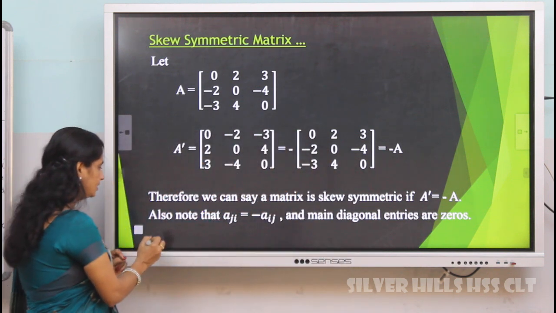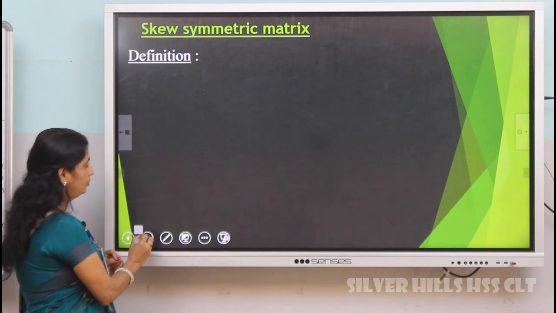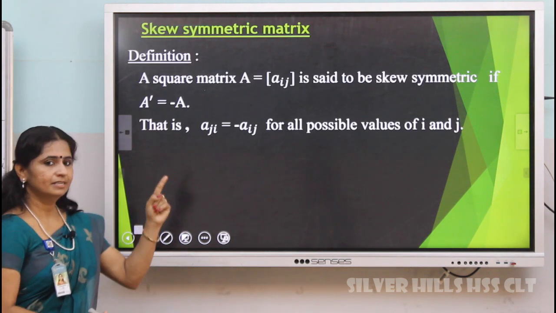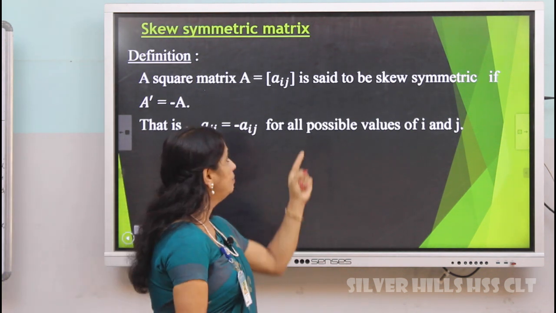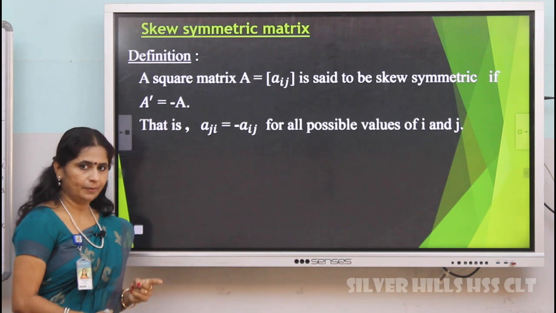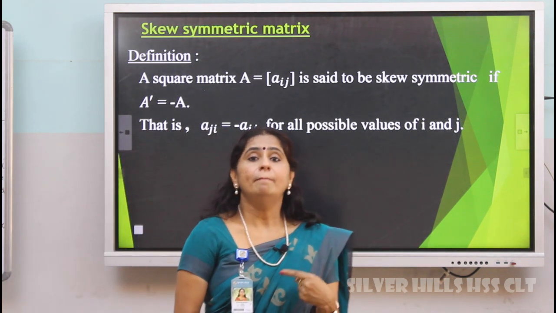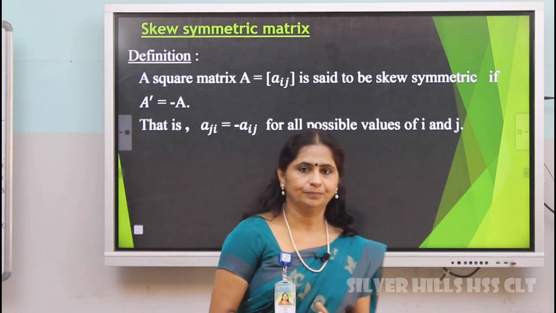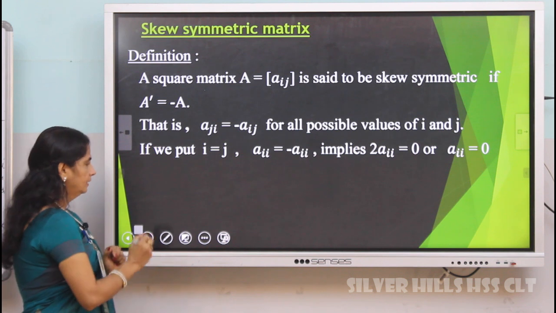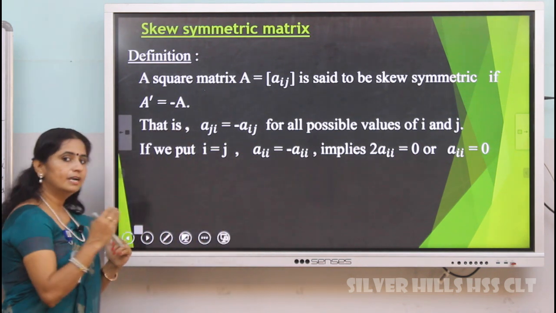So, based on this problem, we can define the skew symmetric matrix: a square matrix is said to be skew symmetric if A transpose is equal to minus A. Also, Aji is equal to minus Aij. You can see that the diagonal elements of the skew symmetric matrix are 0.